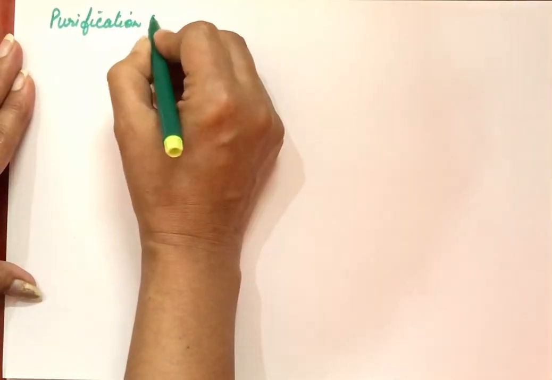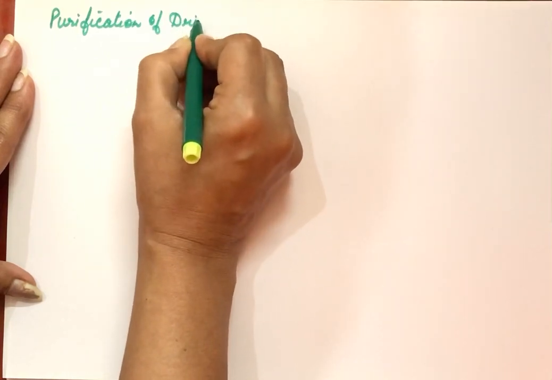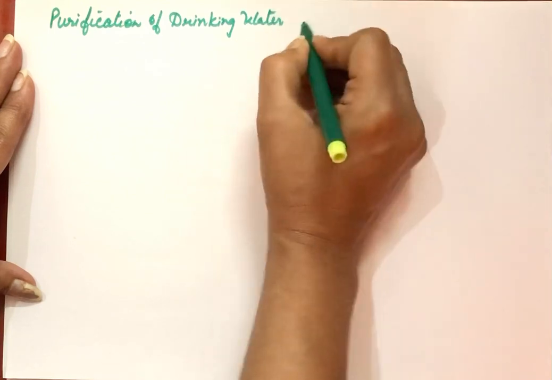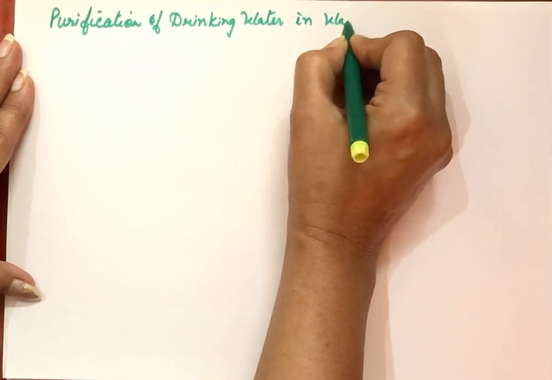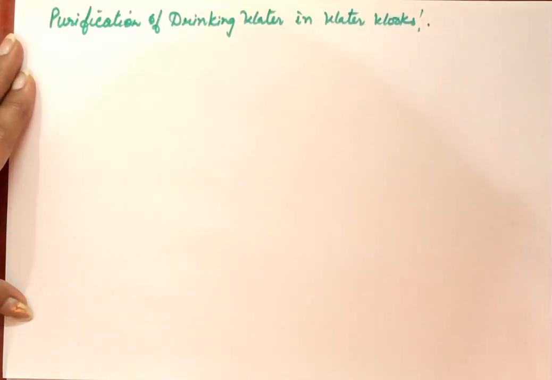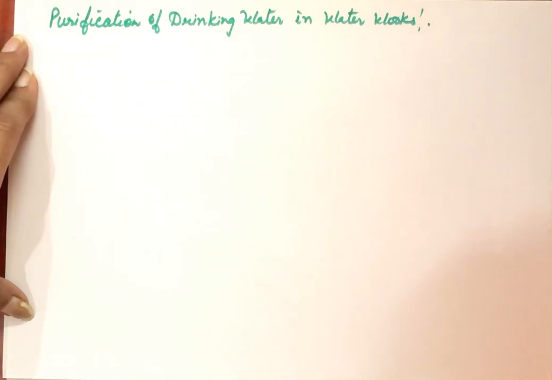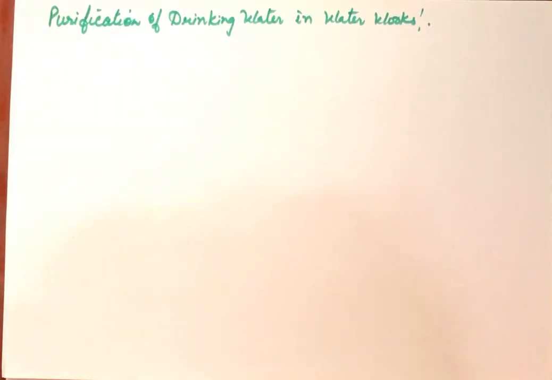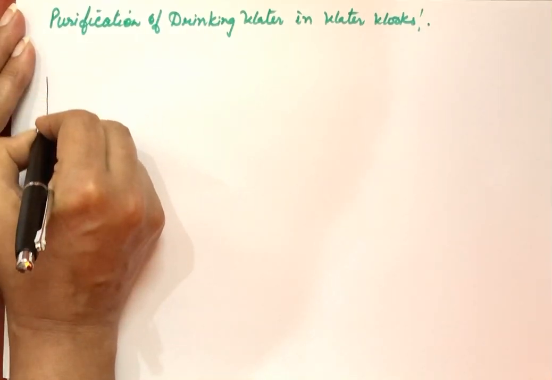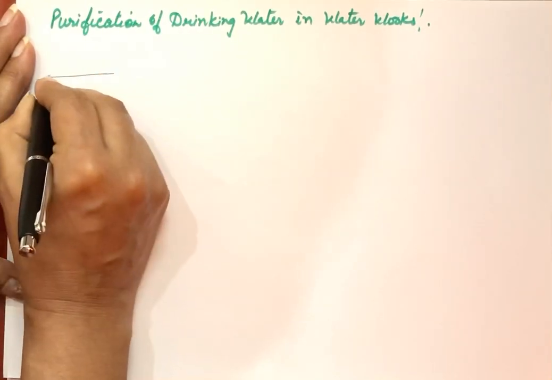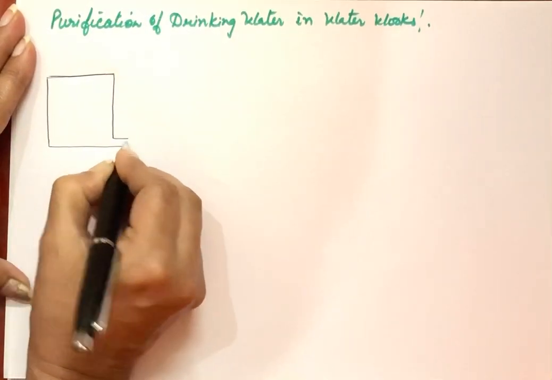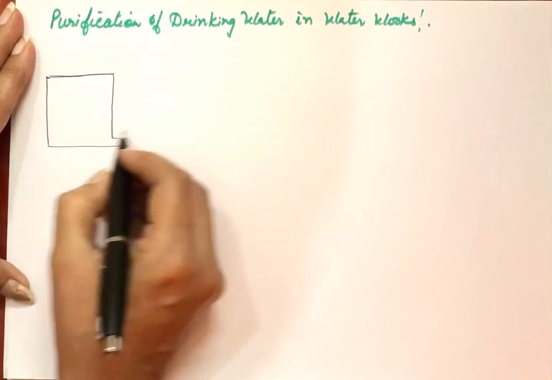Purification of drinking water in waterworks. In this case, different steps are there. First of all, water is taken from a water reservoir, that is from the river, from the well. This is the water reservoir.